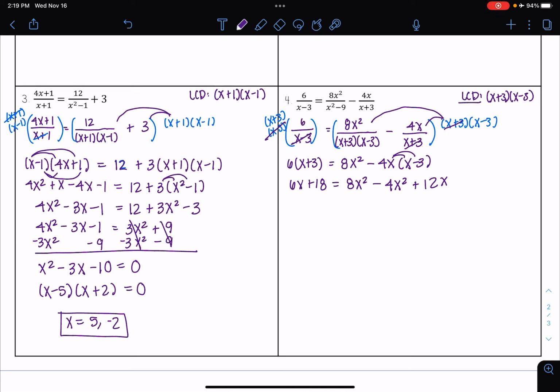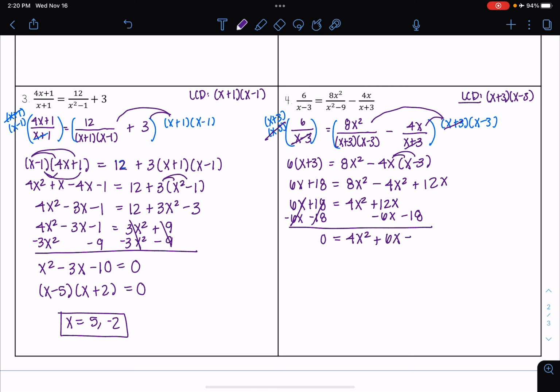And now do a little bit more simplification on the right hand side. I can subtract 8x squared and 4x squared to get 4x squared plus 12x. And then moving all my terms to that right hand side, I can subtract the 6x and 18, to get 0 is equal to 4x squared plus 6x minus 18. And now I need to solve this quadratic equation.